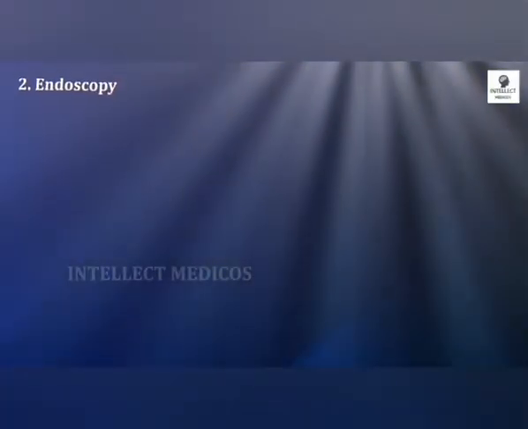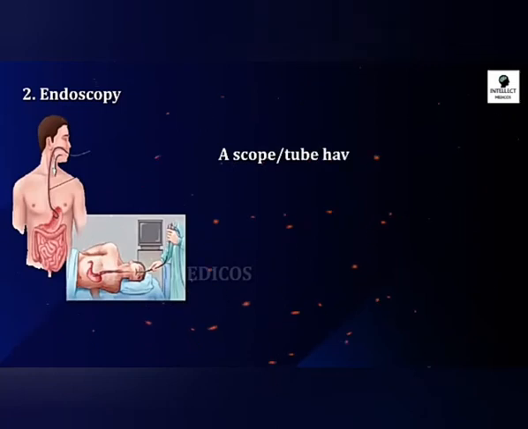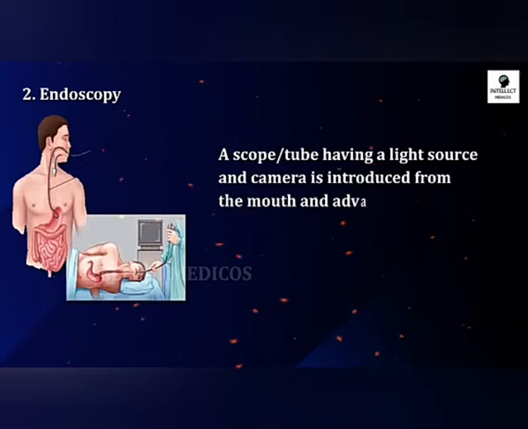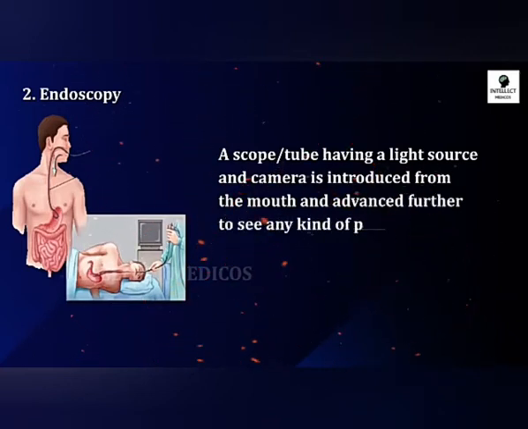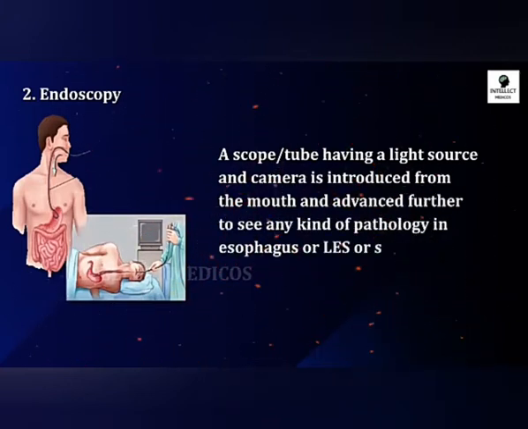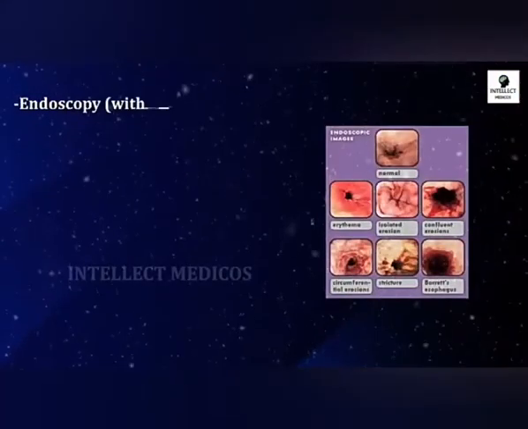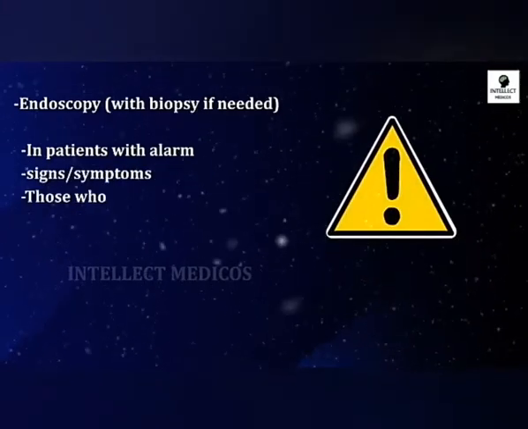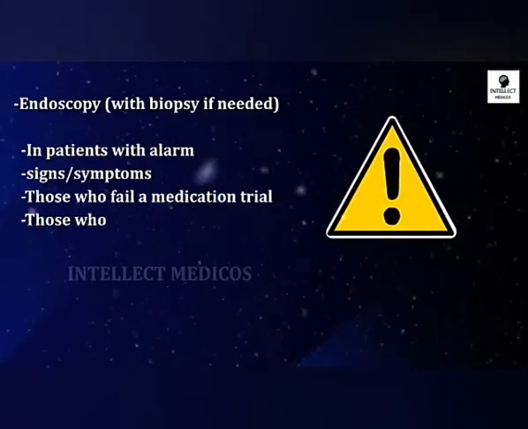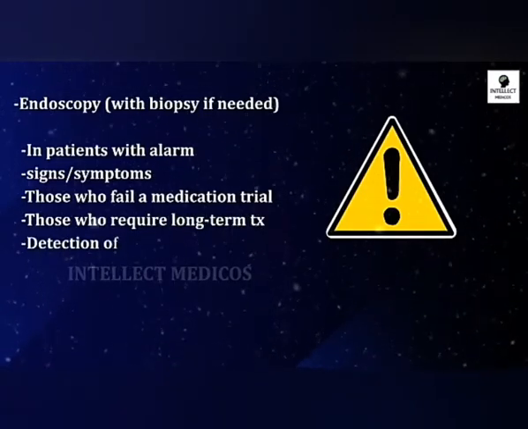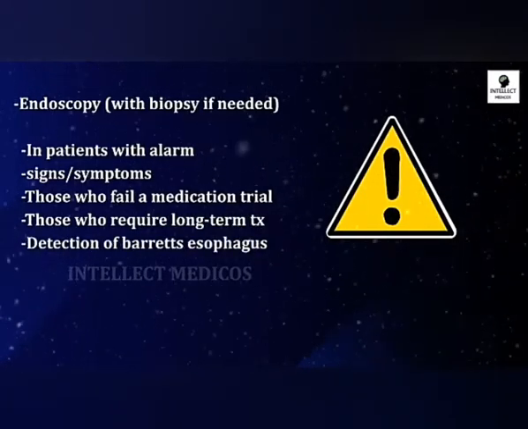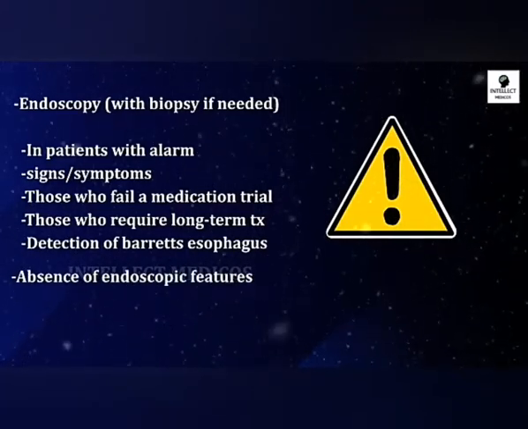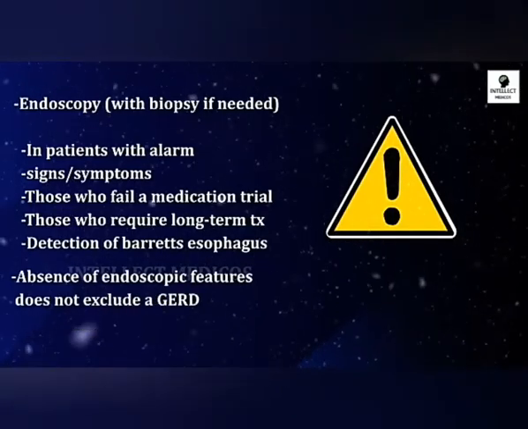The next test is endoscopy. A scope, or a tube having a light source and a camera, is introduced from the mouth and advanced further to see any kind of pathology in the esophagus, LES segment, stomach, or duodenum. Endoscopy is done in patients with alarming signs or symptoms, in those who fail a medication trial, in those who require long-term treatment, and for the detection of Barrett's esophagus, which we'll discuss in the later part of this video. The point to be noted is that absence of endoscopic features does not exclude a GERD diagnosis.